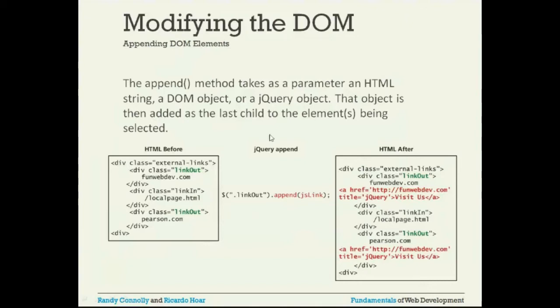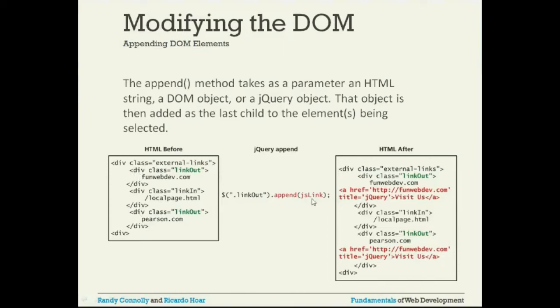jQuery append. So using jQuery append, I'm going to modify it. Dollar dot link out. So where is the link out? You can see here. Sorry, dot. This is dot link out. Dot is class, so it will look for the class link out. This is the one element, and this is the second element. It's going to select both the elements.